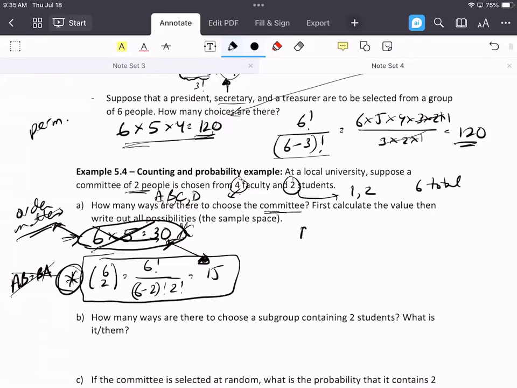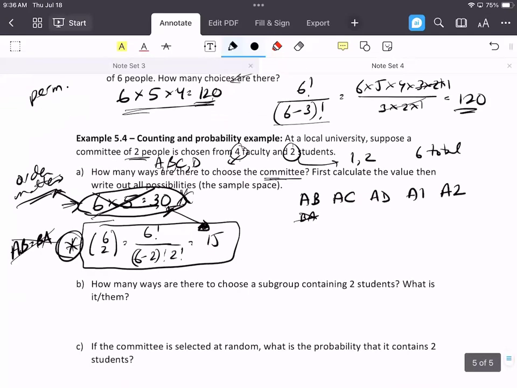So let's see, I'm going to start with A, and A can go with B. Let's do everything with A first. A can go with C, A, D, and then each with the students. Now you may be like, well, I'm going to start with B, and do BA. No, remember, we're looking at a committee. Order does not matter. So we've taken care of all the A's that can happen, all the committees with A.